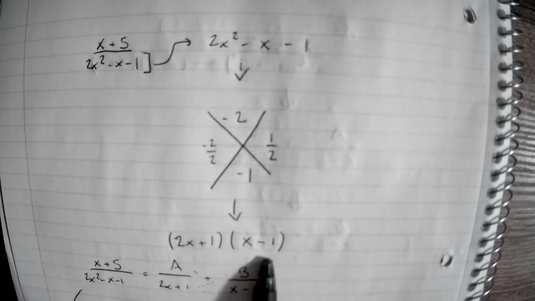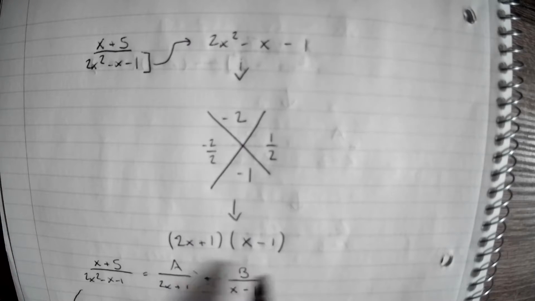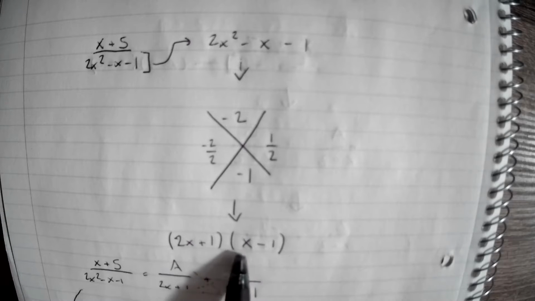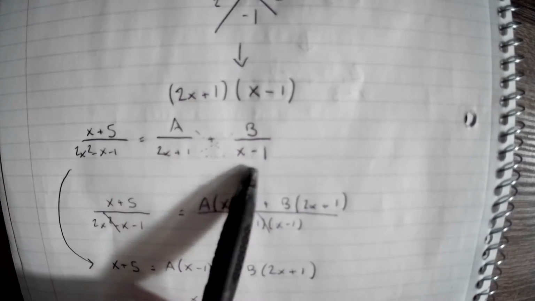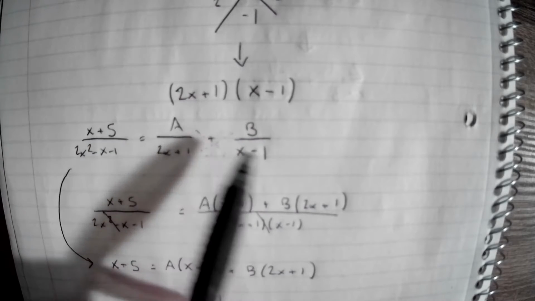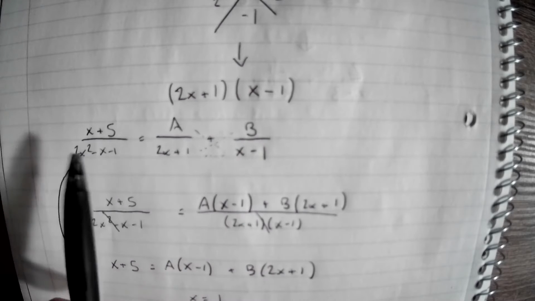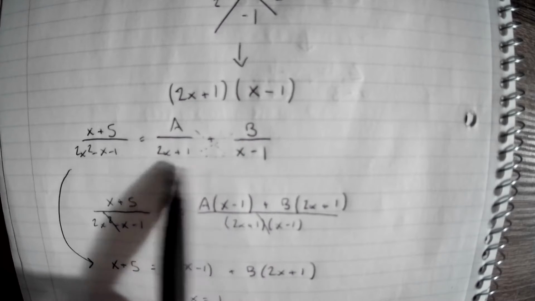Using this method, we get the factors 2x plus 1 and x minus 1, which will be the denominators for both of our fraction pieces, right? So now that we know those are our fraction pieces, we can just throw them under 2 fractions and put an arbitrary a variable and an arbitrary b variable on top. So now we have our starting fraction and our 2 pieces.